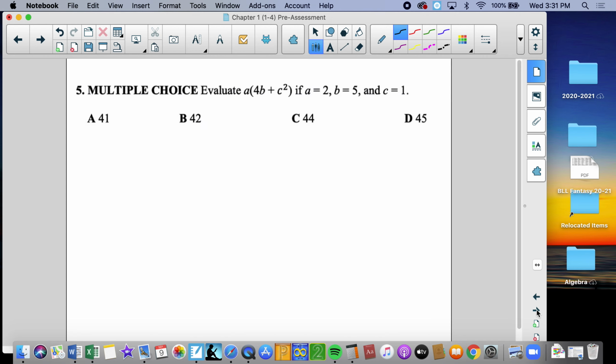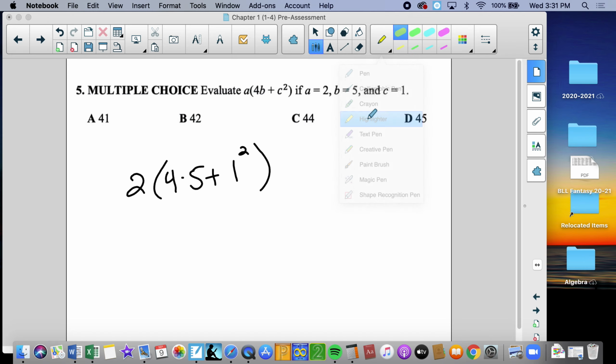Evaluate, so we're going to plug in or substitute values. So this is 2 times the quantity 4 times 5 plus 1 to the second. So we've got lots of operations here. We have multiplication, we have addition, and we have an exponent. And we have grouping symbols.